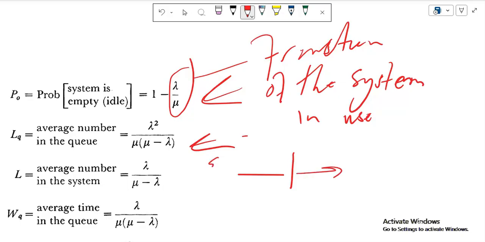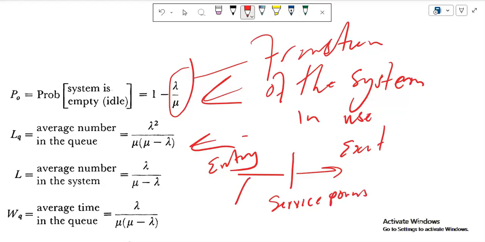This is the entry point and this is the exit point. This is the service point. The first part is the queue. In this part you are being served and after that you exit the market. So the average number in the queue expresses the number in the queue. If you have 2 people or 3 people or 4 cars in a queue, that is this particular one.